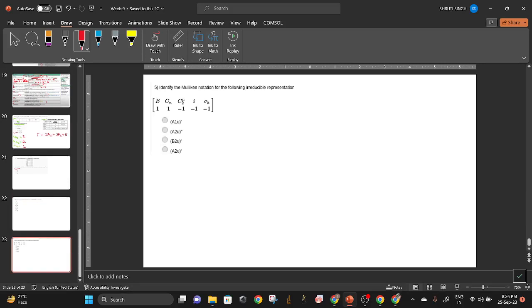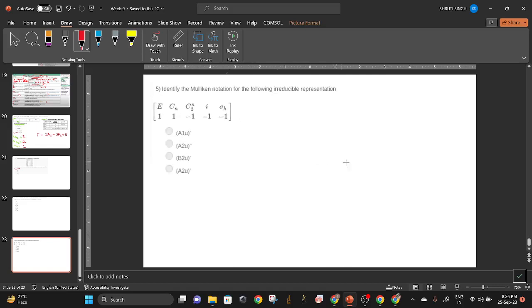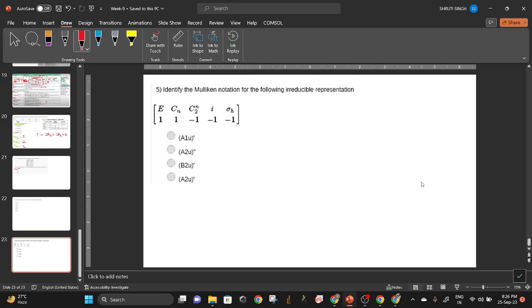Okay, so there's one more question. I think you can do this. This is one extra question which I have kept. You can try solving this now. Identify the notation for the following representation. The character equal to 1 gives A. Then principal axis Cn is 1. That is A1.